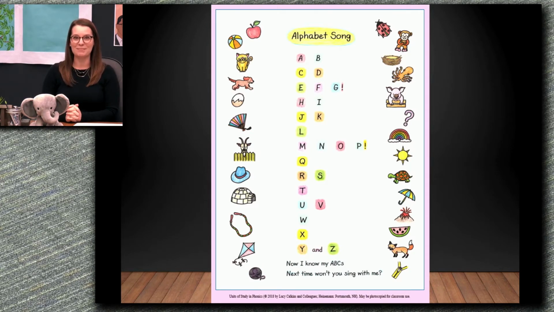A, B, C, D, E, F, G, H, I, J, K, L, M, N, O, P, Q, R, S, T, U, V, W, X, Y, and Z. Now I know my ABCs. Next time, won't you sing with us?